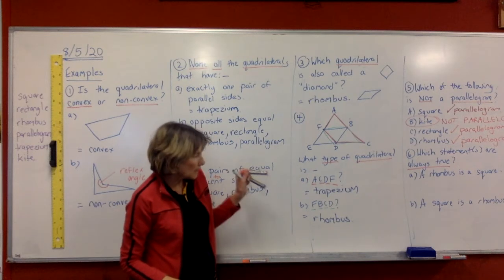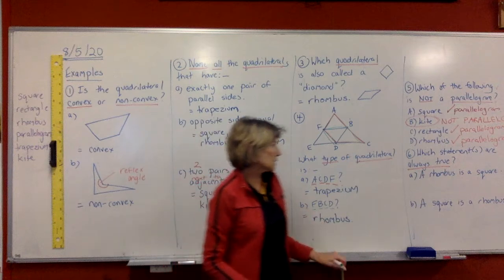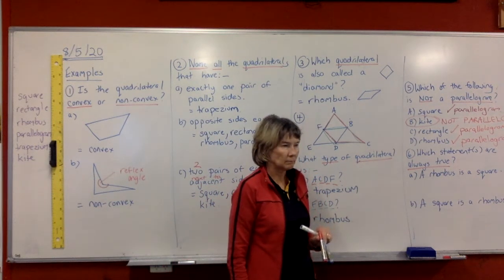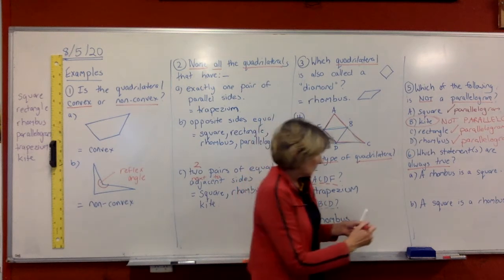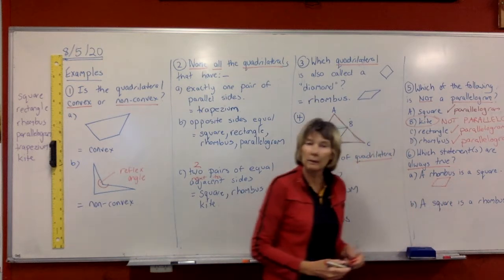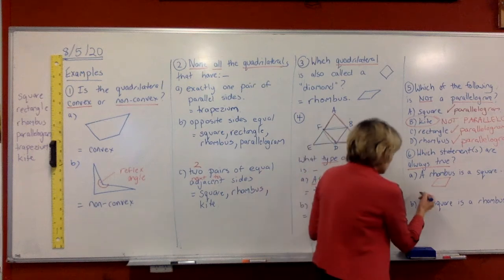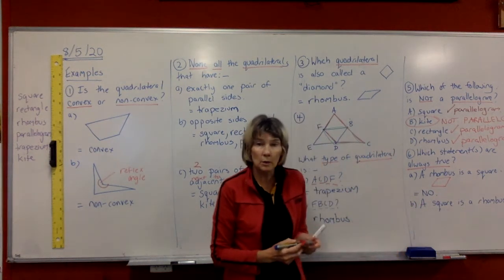It says, which statements are always true? The first statement says, a rhombus is a square. Well, is a rhombus a square? Let's think. That's what a rhombus looks like. Is that a square? I don't think it is. No, it's not. A rhombus is not a square.